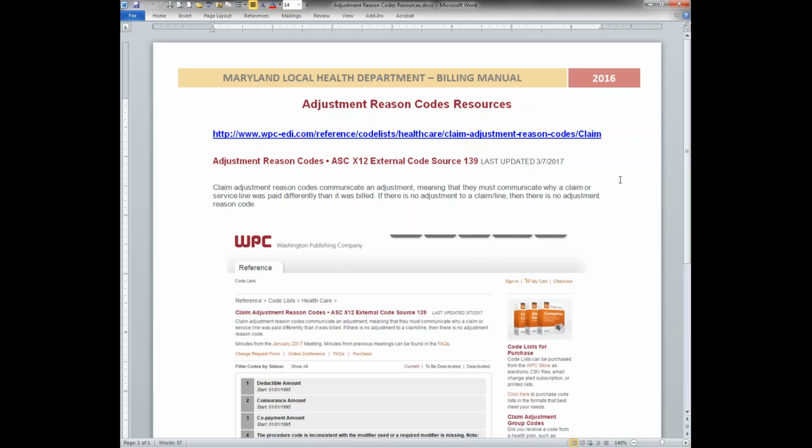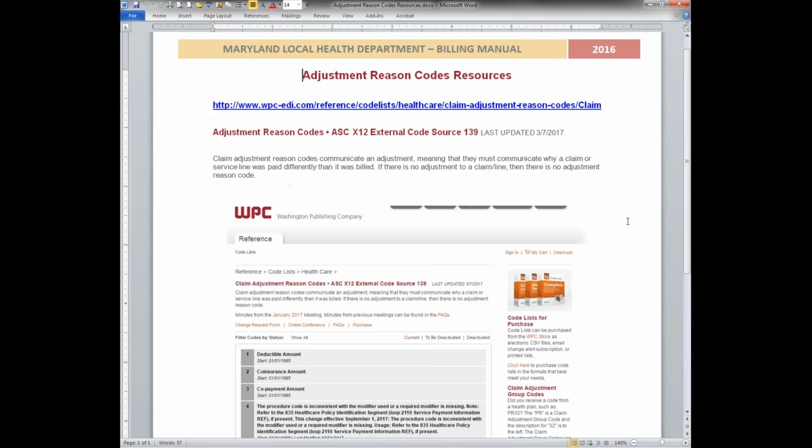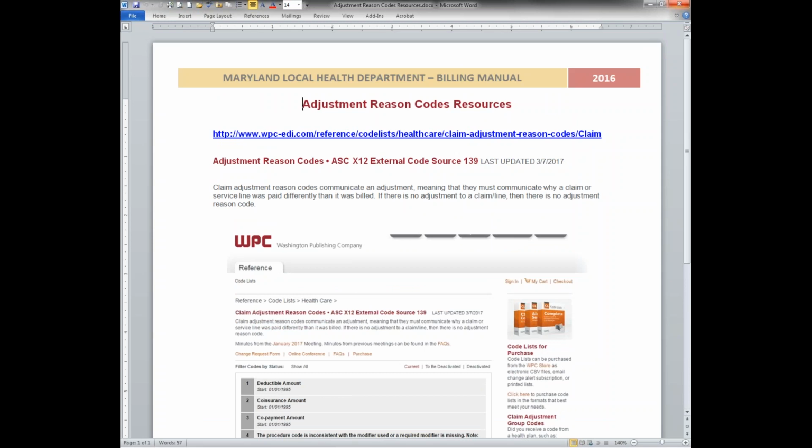This is another adjustment code resource. This is where I was talking about the Washington Publishing Company. This is the link, and you'll be able to click and go onto it. Some of the items have to be purchased. Some of it you can view. So we included that.